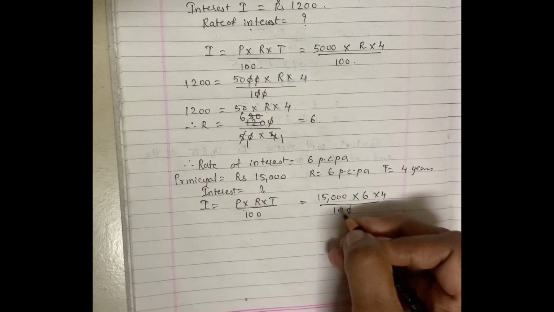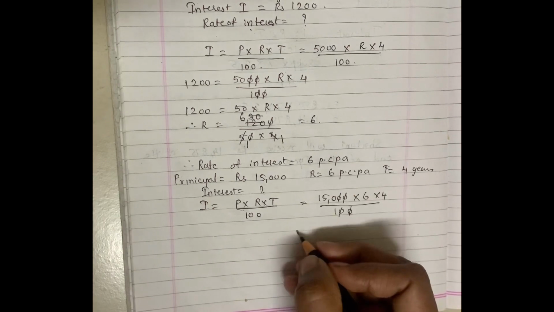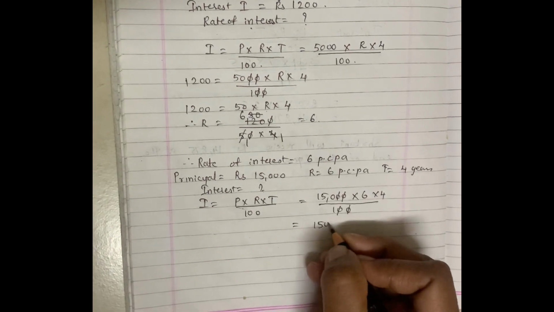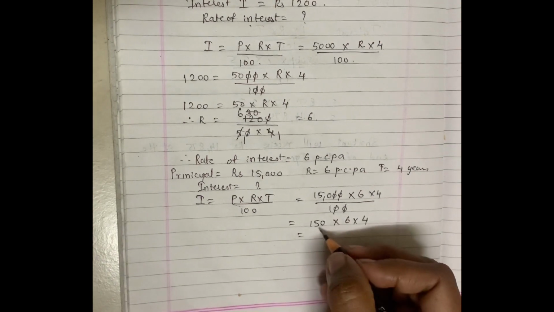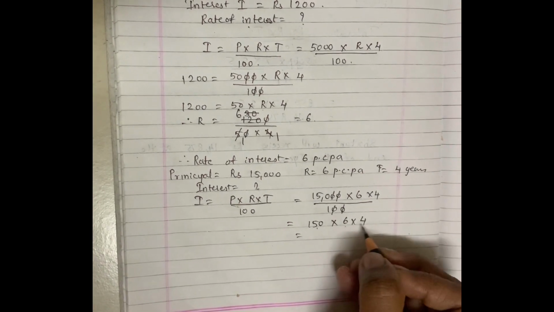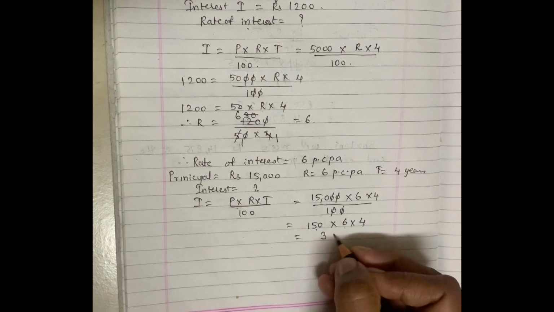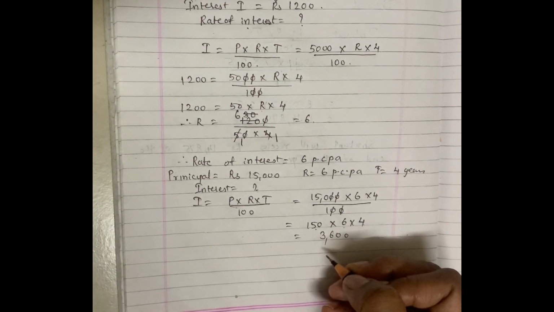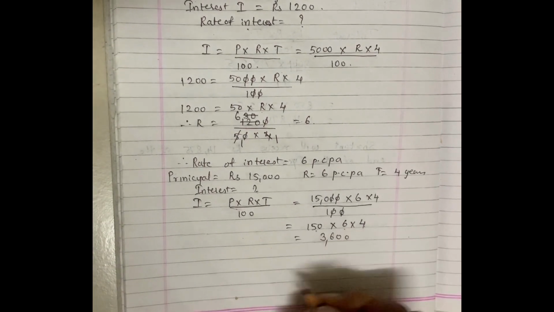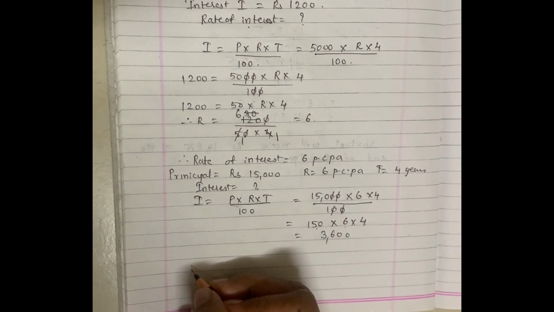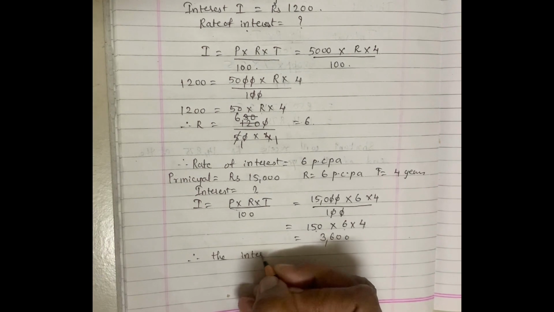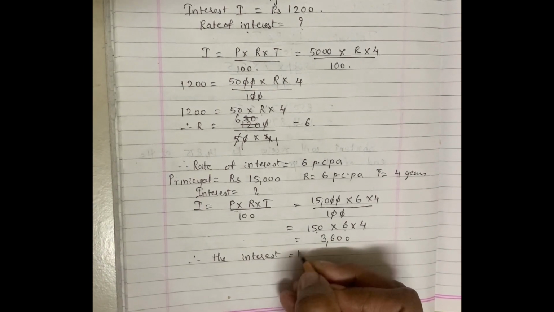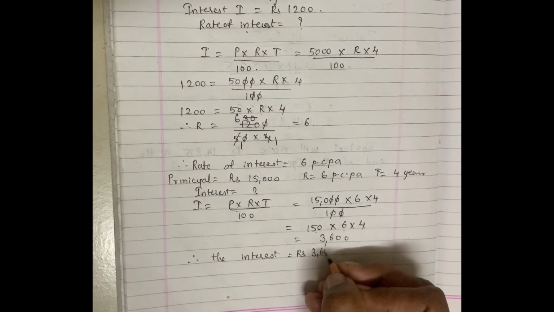0, 0, here also 0, 0 get cancelled. So what is remaining? 150 into 6 into 4. Multiply 150 into 6 into 4, we will get 3600. So how much interest do we have to pay now? That is rupees 3600. Therefore the interest is rupees 3600.